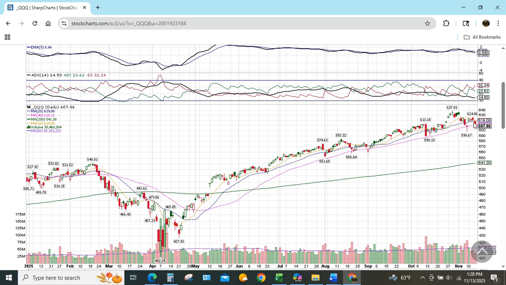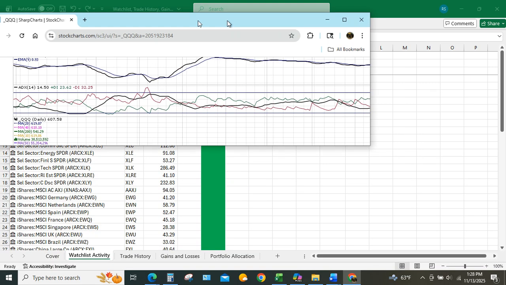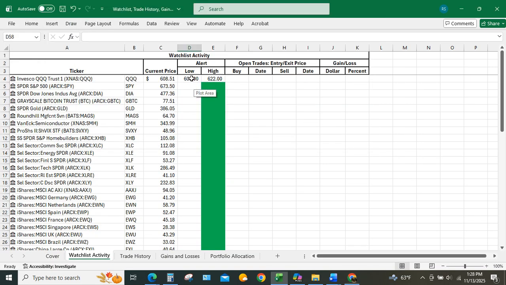So when a stock is dropping like this, I look for maybe levels of support where it might bounce, maybe not. It looks like the closest level of support right now is around 600. So that's why I placed my alert at 601.